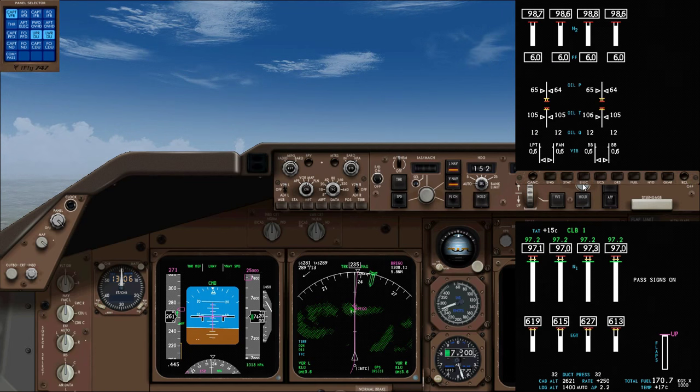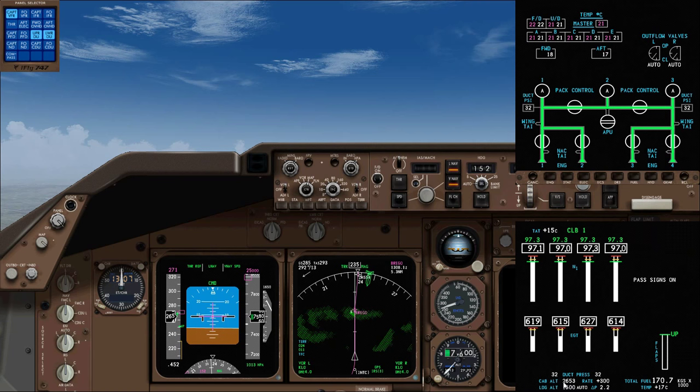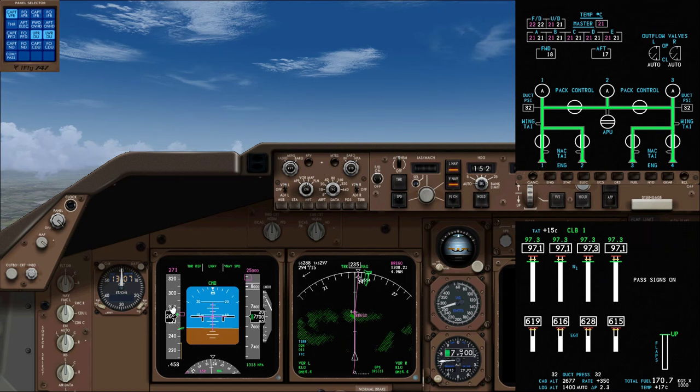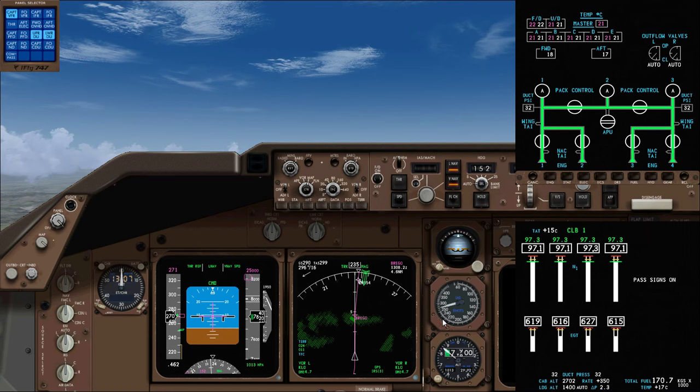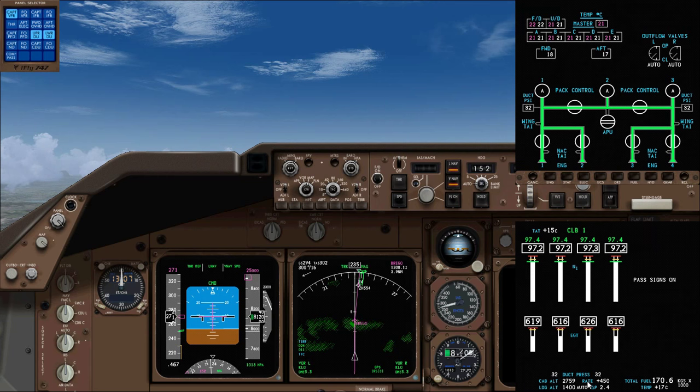As you can see now, pressurization is quite interesting. As you can see, outflow valves starting to close slowly, not fully shut down, but they are closed. Cabin altitude rising and the rate of climb is of course adjusting together with the vertical speed. This is why the pressurization system adjusts its cabin vertical speed together with the aircraft vertical speed to make it possible to reach the cruise cabin altitude as close as possible to the top of climb.